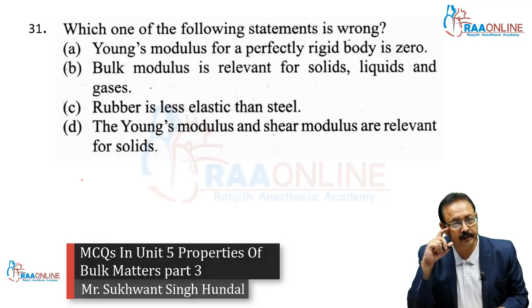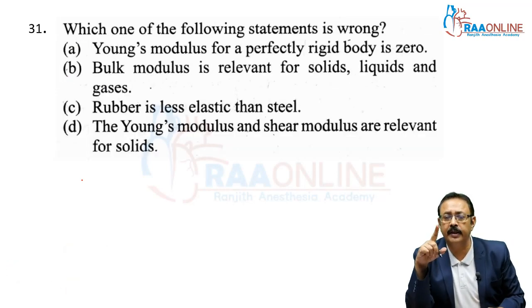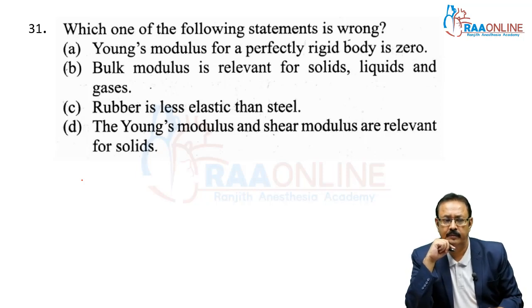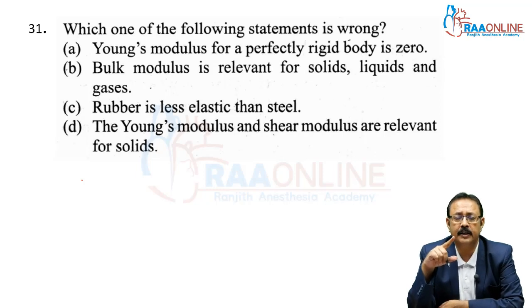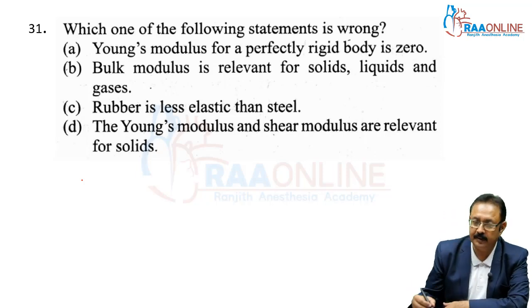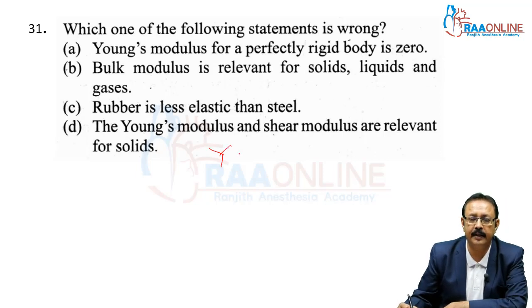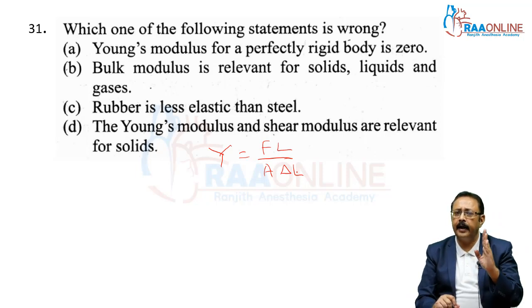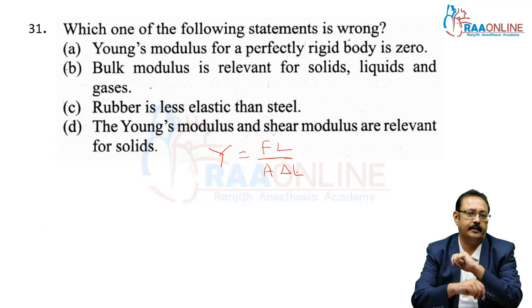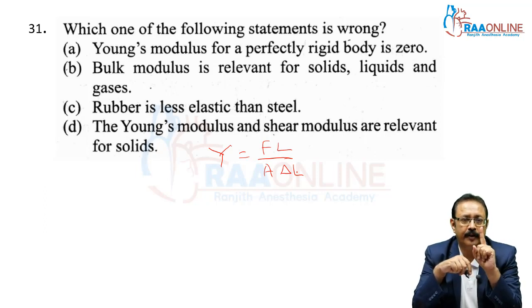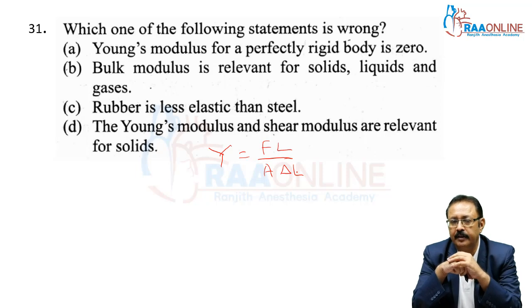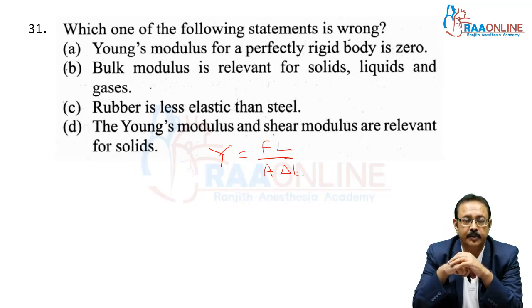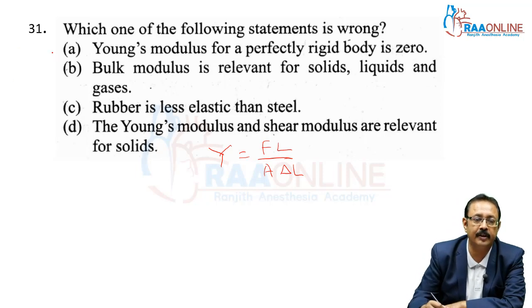So now we are going with 31st. Which one of the following statements is wrong? Young modulus for a perfectly rigid body is 0. Just as I told you, Young modulus is FL upon A delta L. If an object is perfectly rigid, it means by applying any amount of force, you cannot change its length. It means for a perfectly rigid body, delta L should be 0, and anything upon 0 should be infinity. So how will Young modulus of a perfectly rigid body come 0? So it means the wrong statement is the first only.